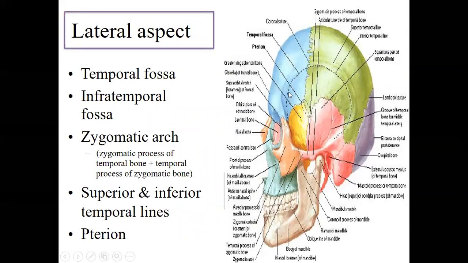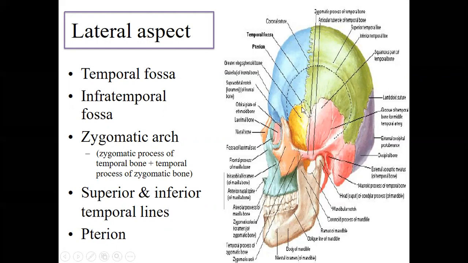You can see here, this is the temporal fossa. And then below the temporal fossa, we have the infratemporal fossa. You have to remove this part first in order to see the infratemporal fossa. And then the zygomatic arch, you can see here, this is the zygomatic arch. It is formed by the zygomatic process of the temporal bone, and also the temporal process of the zygomatic bone. This is the zygomatic arch.